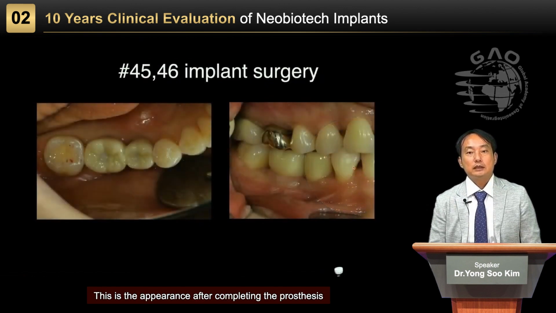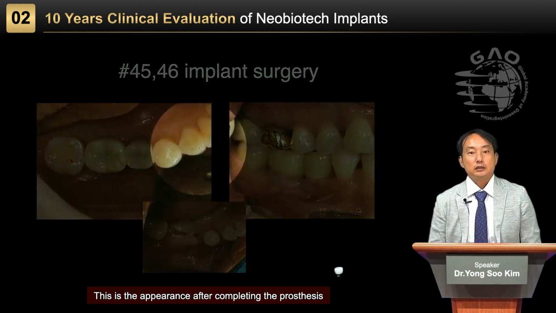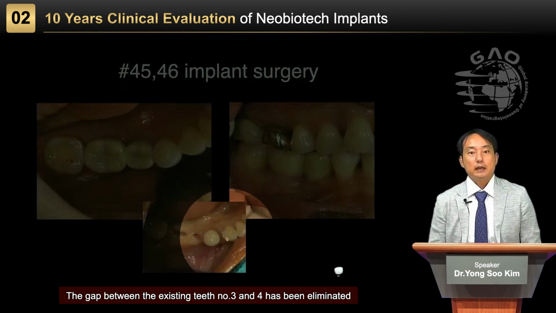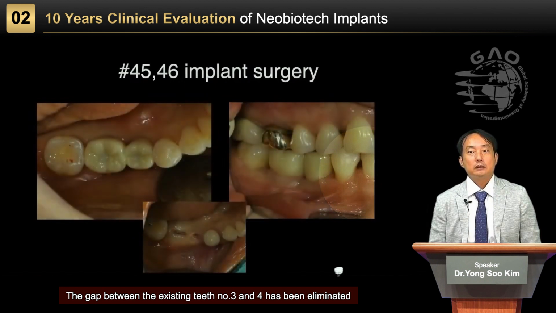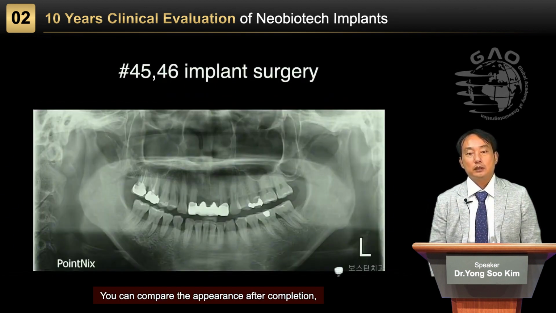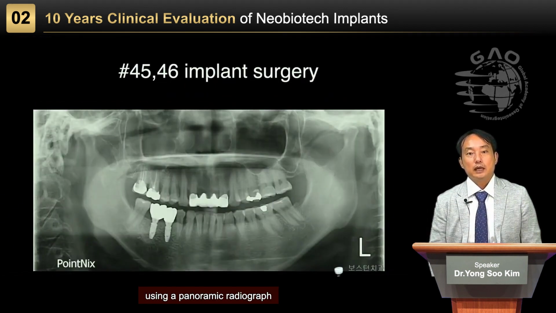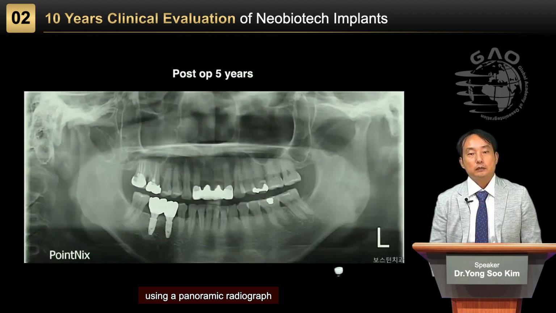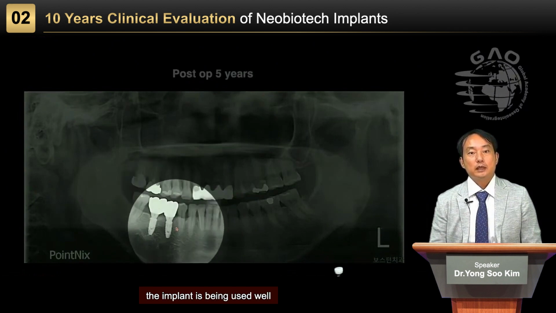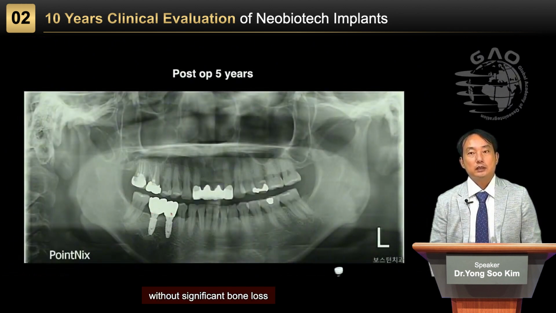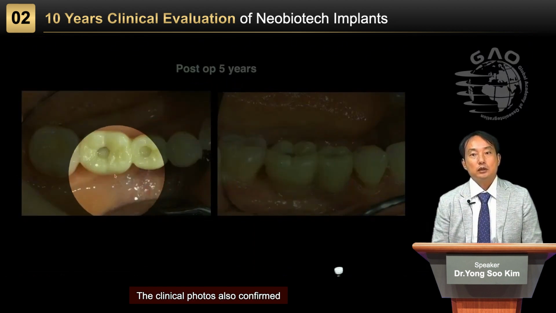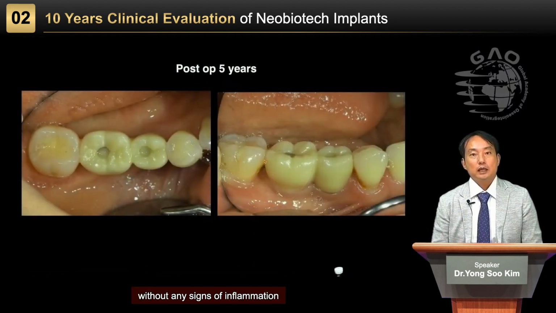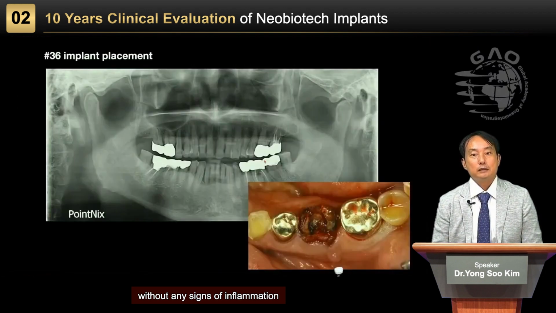This is the appearance after completing the prosthesis. The gap between the existing teeth 3 and 4 has been eliminated. You can compare the appearance after completion using a panoramic radiograph. In the panorama taken after 5 years, the implant is being used well without significant bone loss. The clinical photos also confirm that the condition is stable without any signs of inflammation.